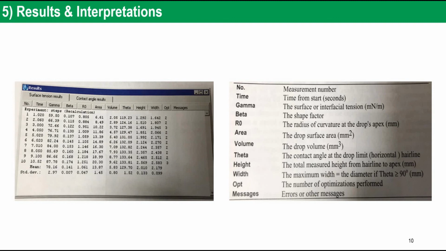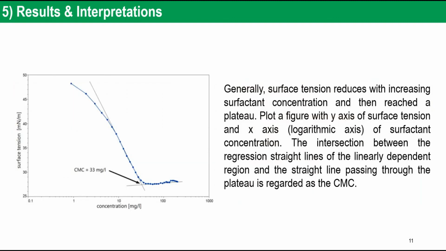As for task 1, students are required to determine the critical micelle concentration of the surfactant based on the given data. Generally, surface tension reduces with increasing surfactant concentration and then reaches a plateau. Plot a figure with the y-axis of surface tension and the x-axis a logarithmic axis of surfactant concentration. The intersection between the regression straight line of the linearly dependent region and the straight line passing through the plateau is regarded as the critical micelle concentration.